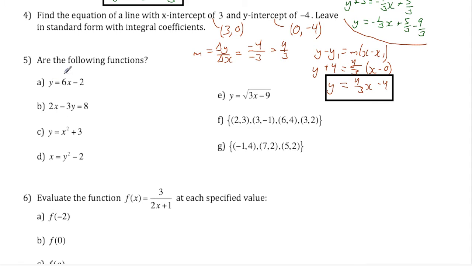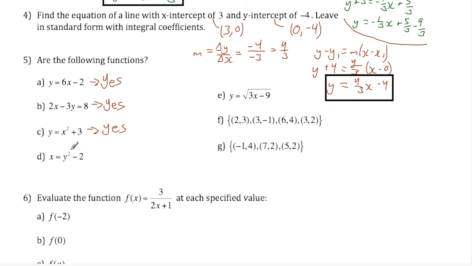This right here, y equals 6x minus 2. That's a line. Any line is a function. It's a one-to-one relationship. So is this a function? Yes. Same with this. This is standard form of a line. Yes, that is a function. This right here, this is a parabola, ax squared plus bx plus c. The bx is 0, but it's still just a parabola. So yes, that's also a function.